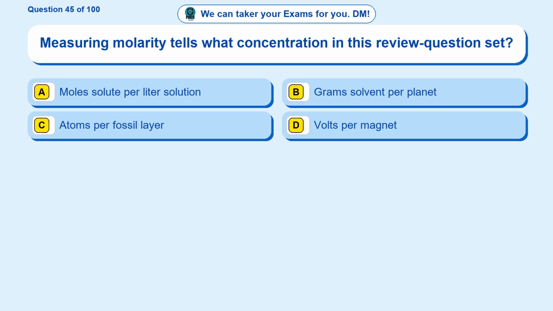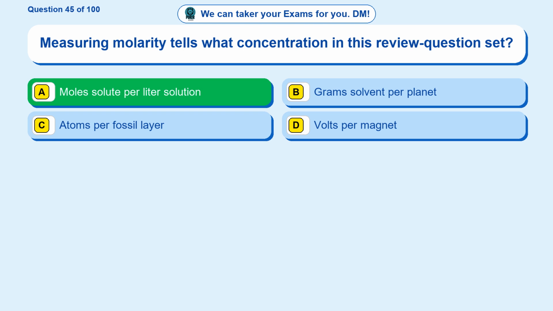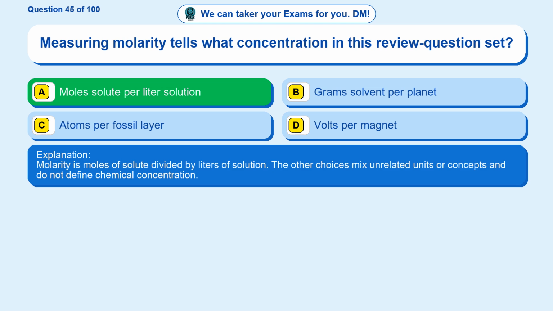Question 45. Measuring molarity tells what concentration in this review question set? Option A, moles solute per liter solution. Option B, grams solvent per planet. Option C, atoms per fossil layer. Option D, volts per magnet. The correct answer is option A, moles solute per liter solution. Molarity is moles of solute divided by liters of solution. The other choices mix unrelated units or concepts and do not define chemical concentration.